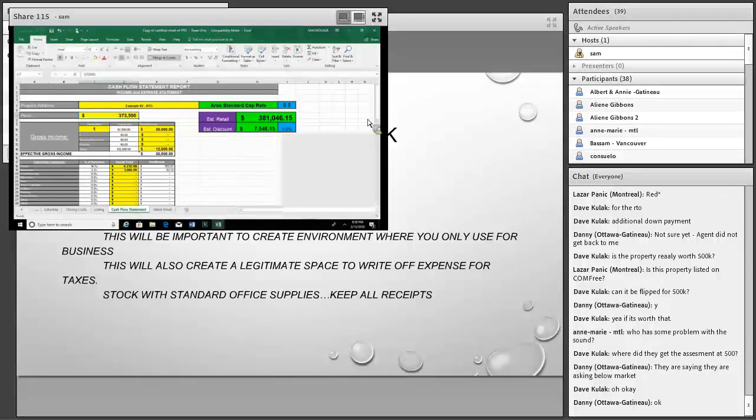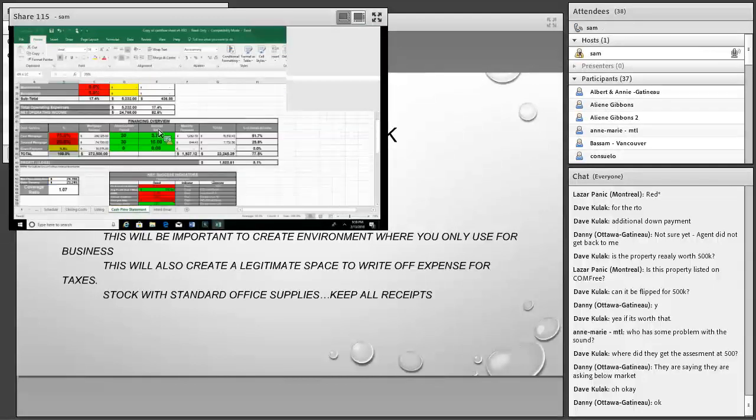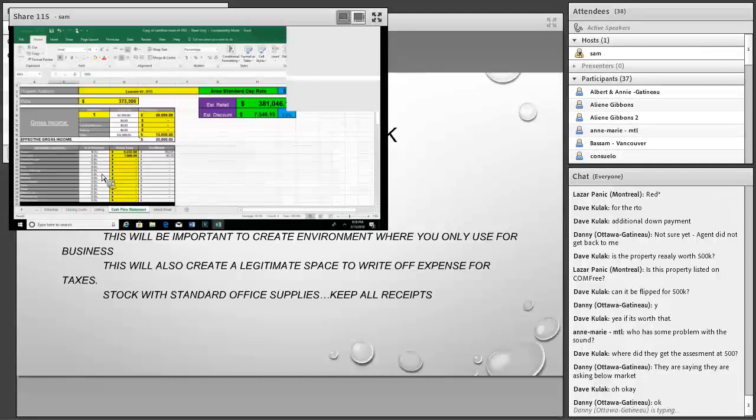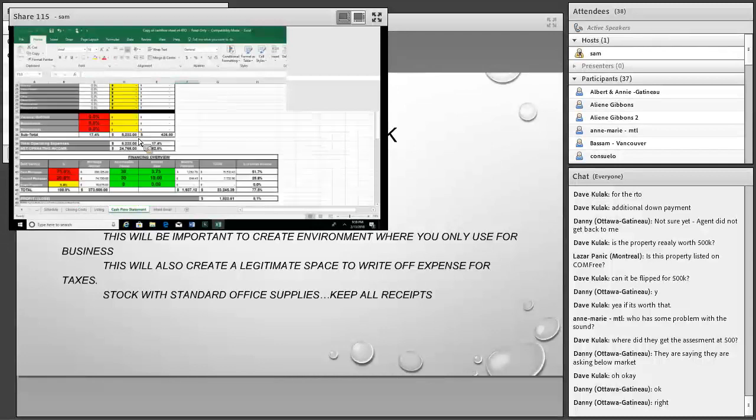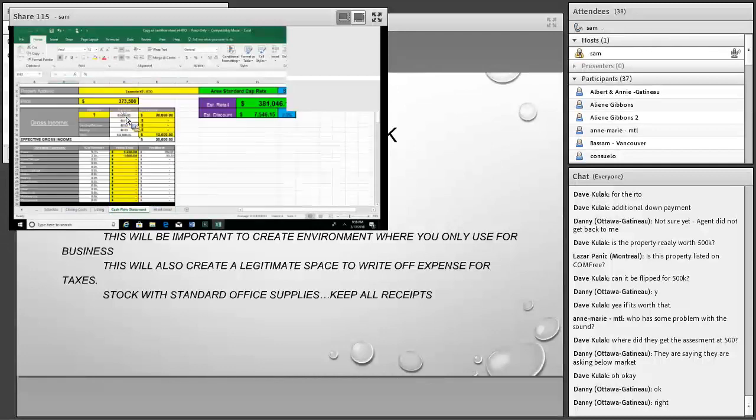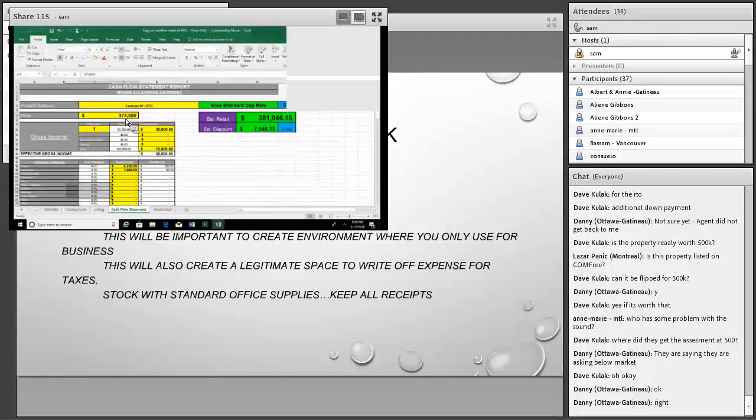Okay, so what are the big things deciding the fate of this property? Obviously price, income, and financing. Those are the ones, right? Okay, so price, income, and financing. Those are going to affect the outcome of this property.